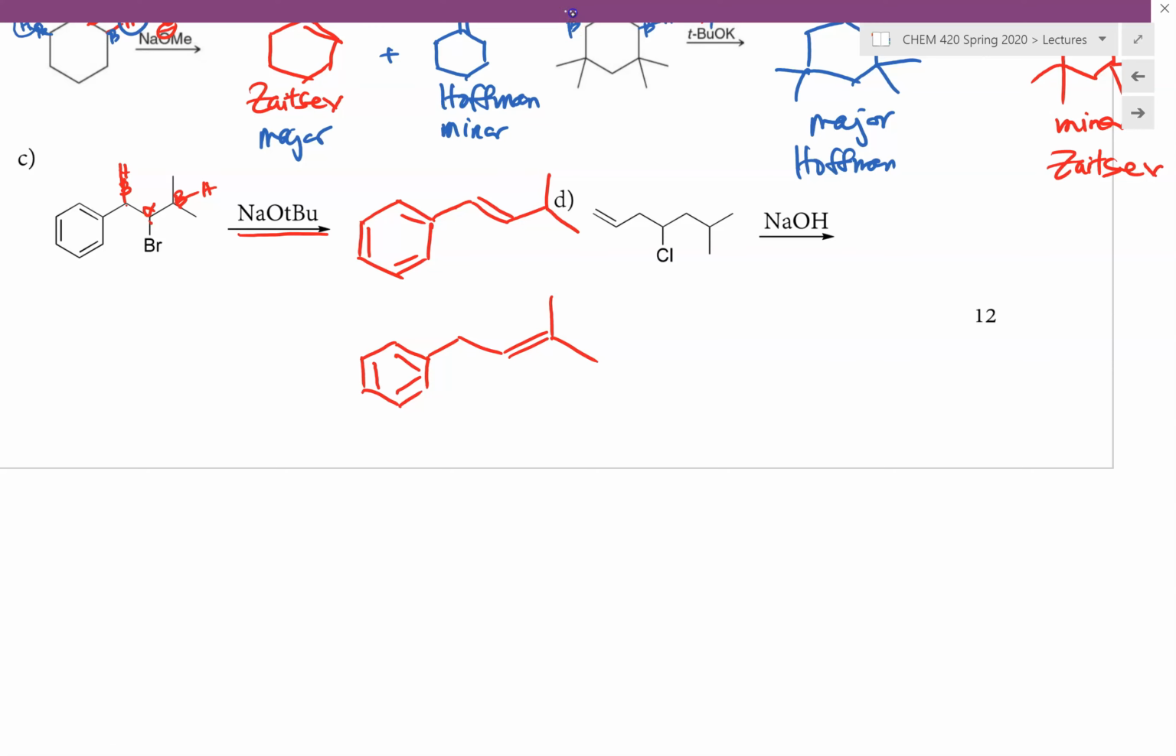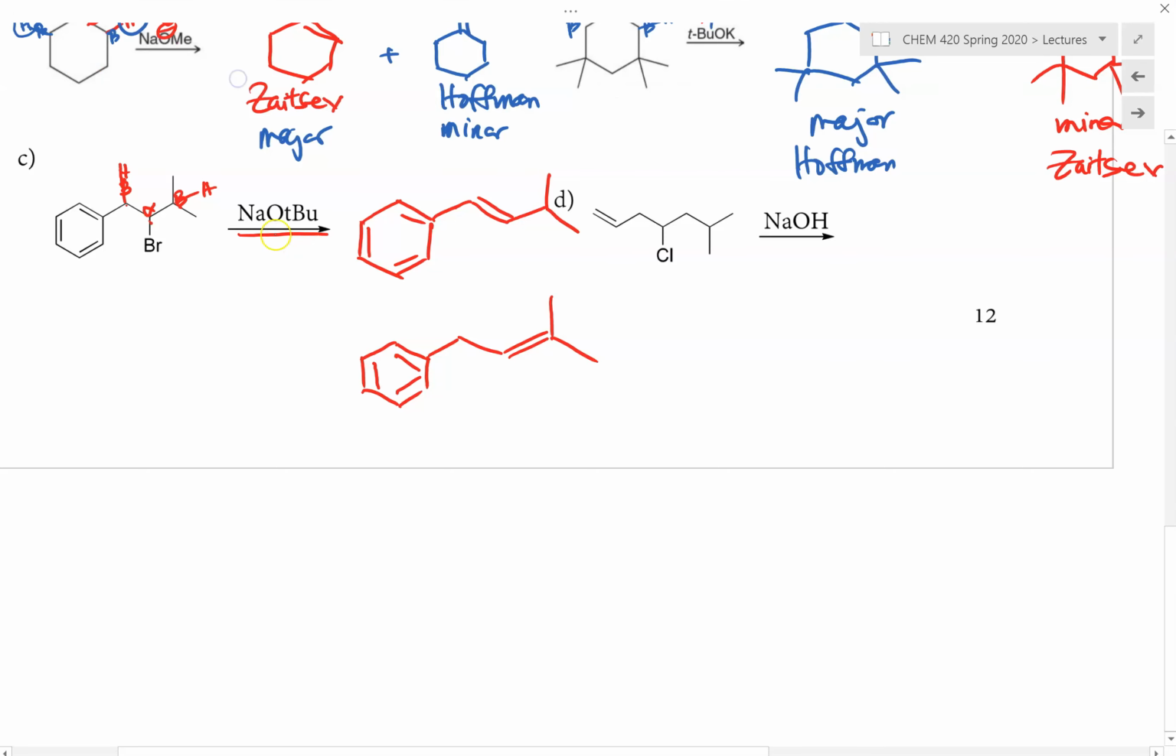So here in this case, we would again see that this is a big and bulky base. Therefore, it will pick up the less steric beta hydrogen. And in this case, this hydrogen right here will be less steric. So this would then be the favored product. So this would be the major product, and this will be a minor product.